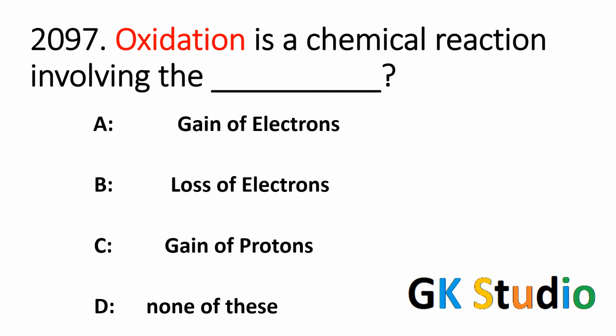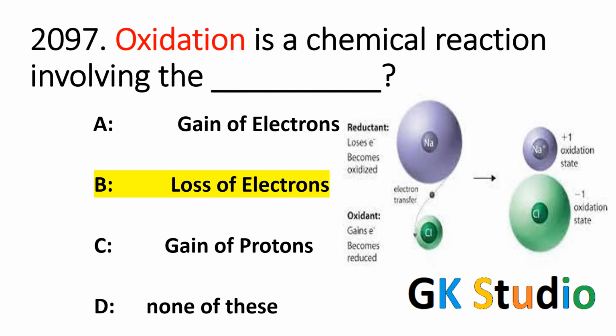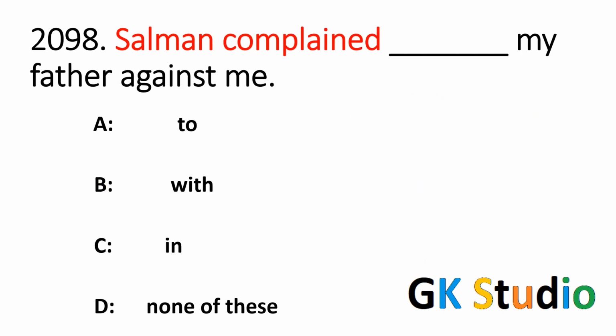Oxidation is a chemical reaction involving the loss of electrons. The opposite of oxidation is reduction, that is, gain of electrons is called reduction and loss of electrons is called oxidation. Salman complained dash my father against me. Salman complained to my father against me.